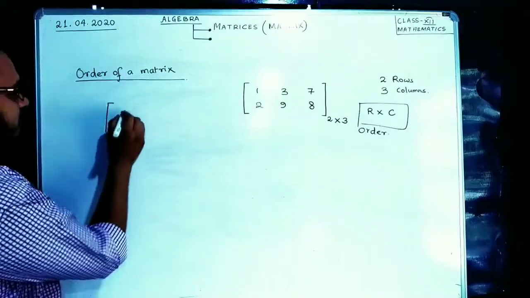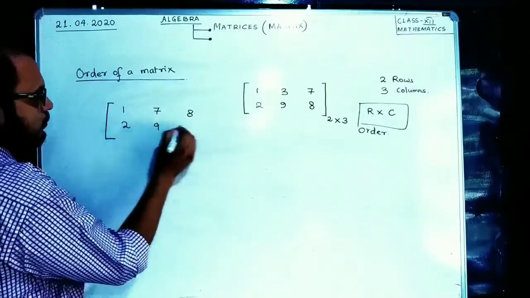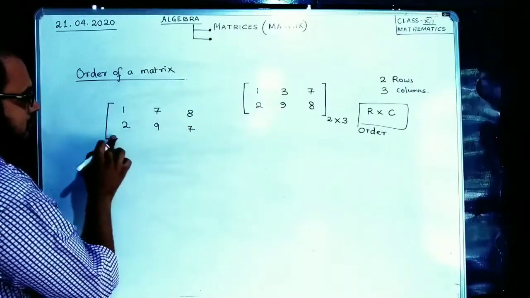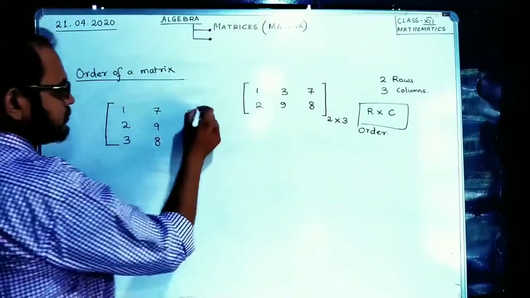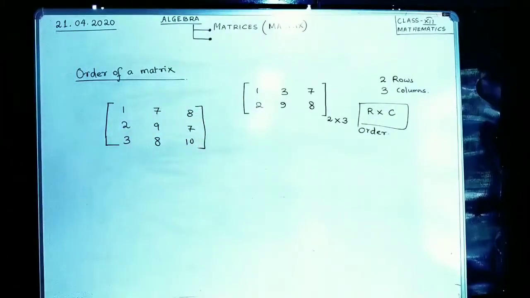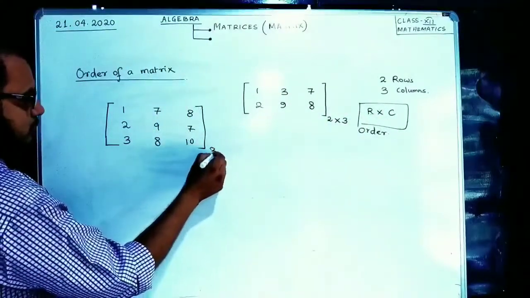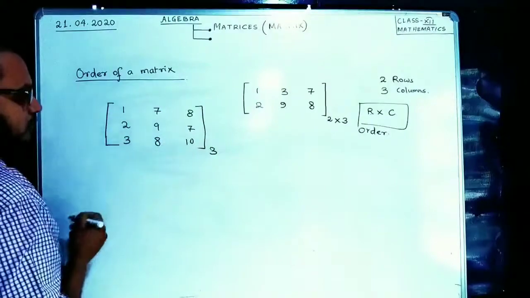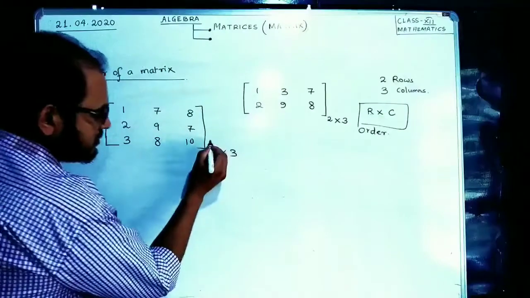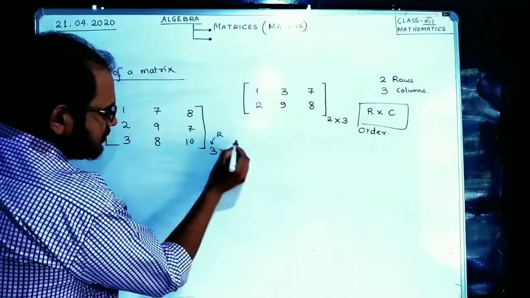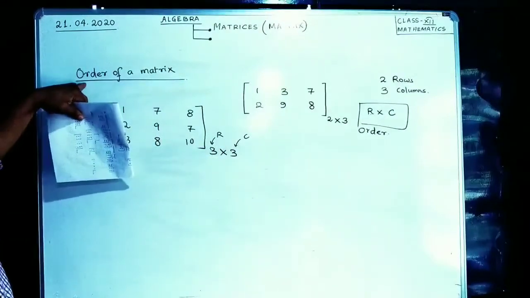Let me give you another example. Suppose we have a matrix 1 7 8 2 9 7 3 8 10. This is one typical matrix. How many rows does this have? Remember, it is R by C. So how many rows? 3 rows. First row, second row, third row. How many columns? First column, second column, third column. So this is R, this is C. So R by C representation is for the order of a matrix.